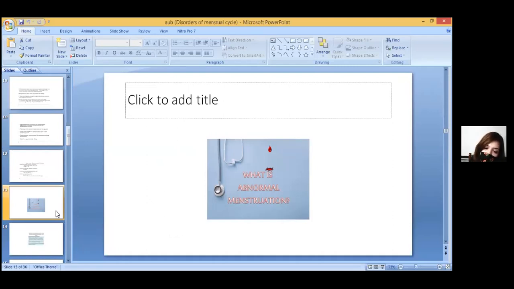If the bleeding is coming after every 15 days, it's an abnormal cycle. If the bleeding is lasting only for 2 days, it's an abnormal cycle. If the bleeding is lasting for 10 days or 15 days, it is menorrhagia. It is more excessive bleeding. So these are the different situations of abnormal menstruation.